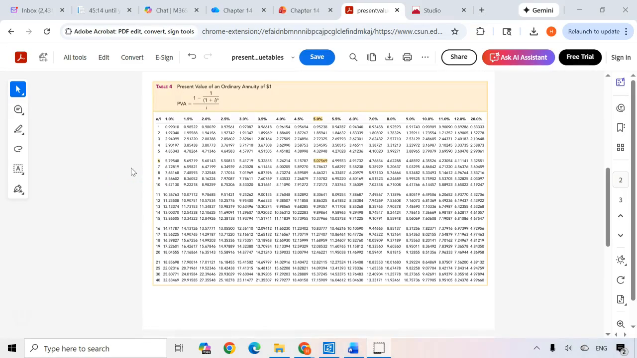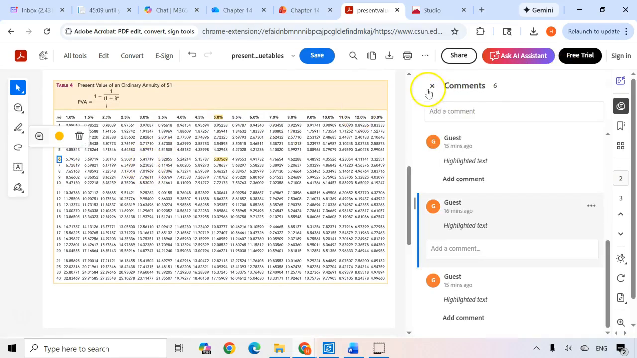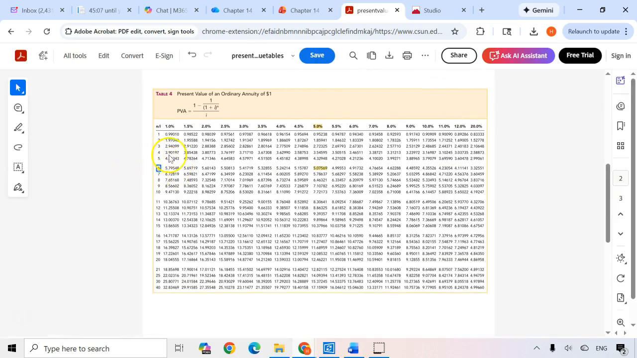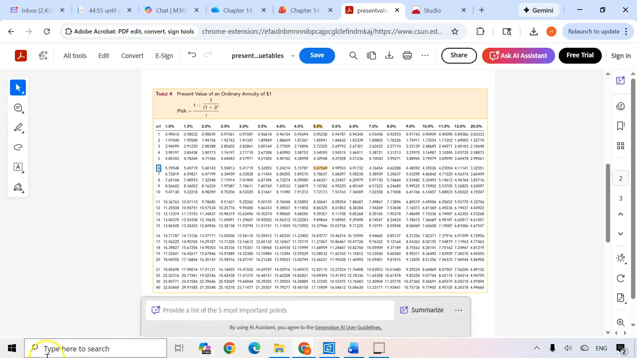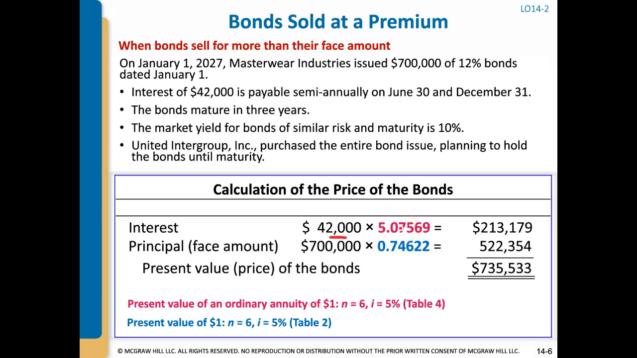So here I have pulled up the present value of an ordinary annuity table with n equals 6 and i equals 5 right there. And you can see that right here, the factor is 5.07569. So we're going to take the 42,000 times 5.07569, which equals 213,179. So that was the first step in calculating the price of the bond.